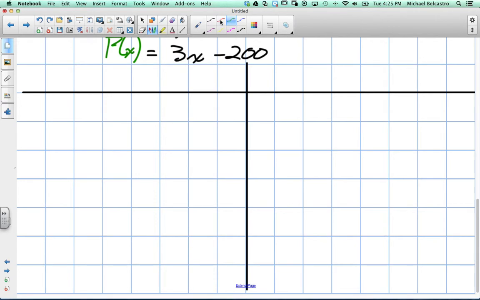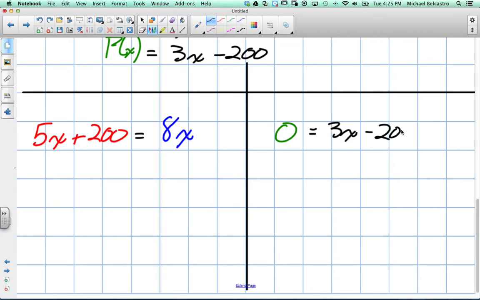So if you recall, our cost function was 5x plus 200. And we're going to set it equal to our revenue function with 8x. So when these two are equal, this is technically break even. Our other option is our profit function, which we'll set equal to 0, is equal to 3x minus 200. And you notice these will end up essentially being the same function.